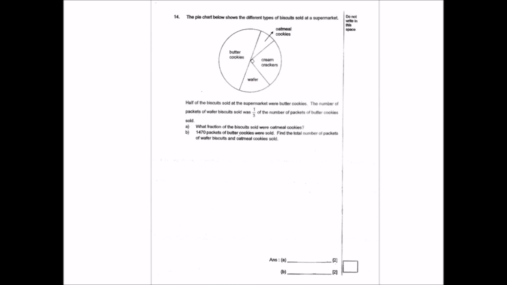Alright, as we can see from the pie chart, the butter cookies is actually half of the total. So we can label the butter cookies half. And then cream cracker is 90 degrees. It's a right angle, it's marked by a right angle. And therefore 90 degrees over the whole entire 360 degrees, which is one whole entire round, is actually 1/4. So the cream crackers made up 1/4 of all the biscuits.